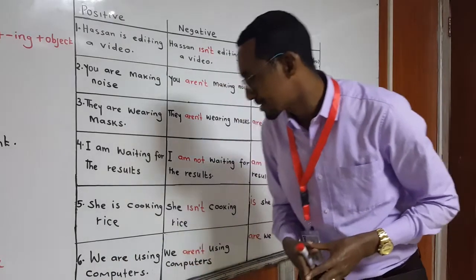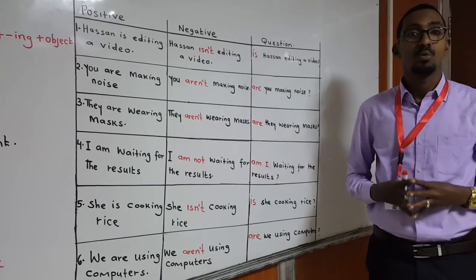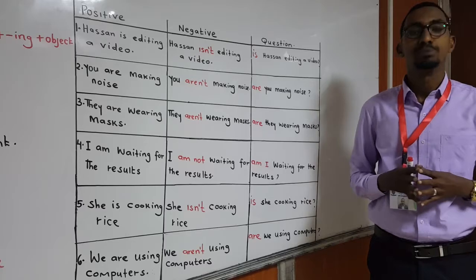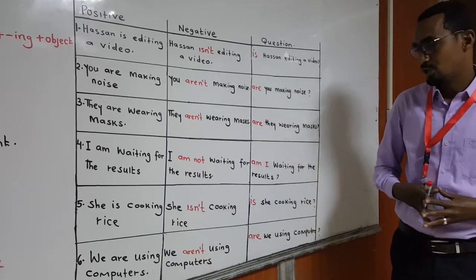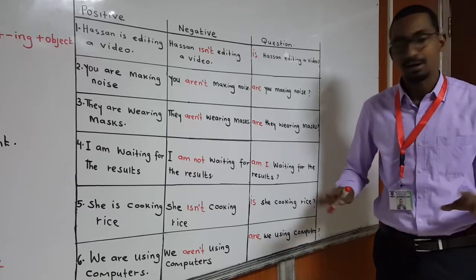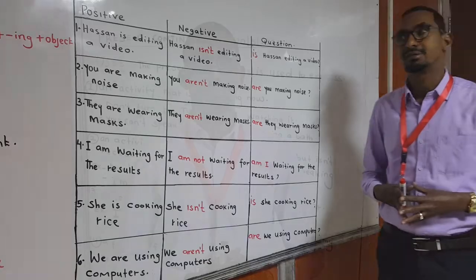Okay, number 6, that is the last one. We are using computers. Negative, we aren't using computers. And then are we using computers?